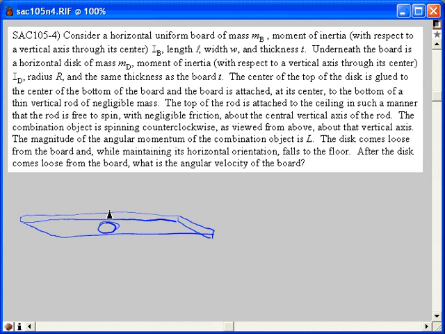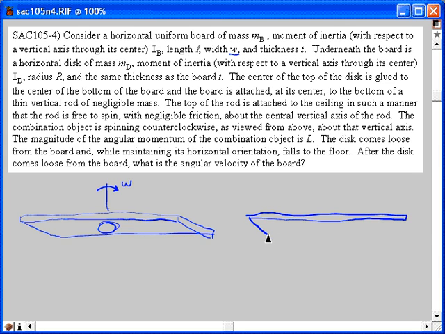3D-ness. And we got this massless rod up here, and the whole thing's spinning about that axis with some omega. Then the disk drops off, and the question is, how fast is the board spinning after that? You got to be careful to write omega here, as there is a W given in the problem. I don't think that's going to be of any use to us, but we don't want to confuse the symbols.